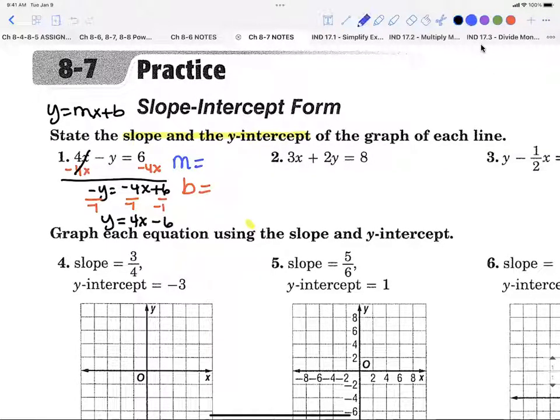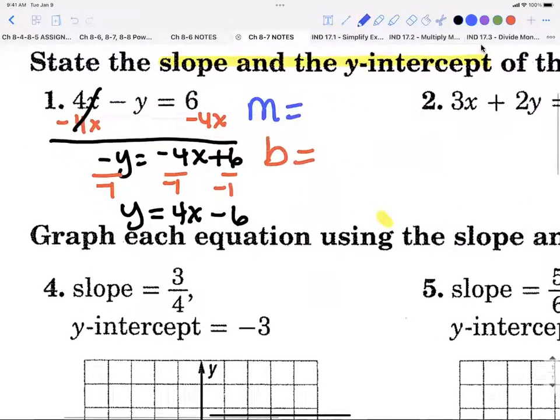Now, can I very easily identify my m and my b? My m is whatever number is in front of the x. So my m is 4. My b is whatever number is at the end, and that's -6. Because I rearranged it and put it in the proper order, now I can very quickly pull my m and my b out.